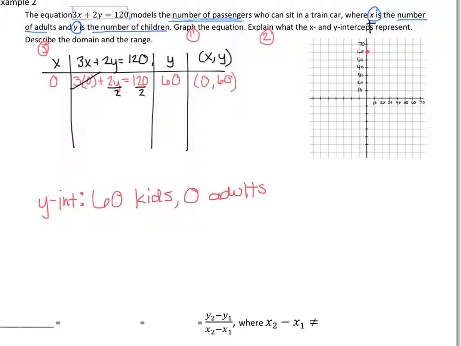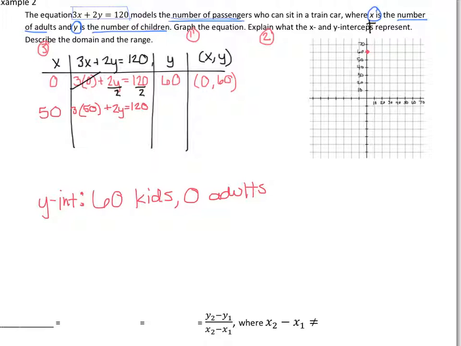Okay, let's pick another number to plug in, because we want to be able to make a line. Something a little bigger. Okay, let's just go with 50. That's a decent, easy number. It's way out there, but we want to make an accurate line. So we're going to plug 50 in for x: 3 times 50 plus 2y equals 120.